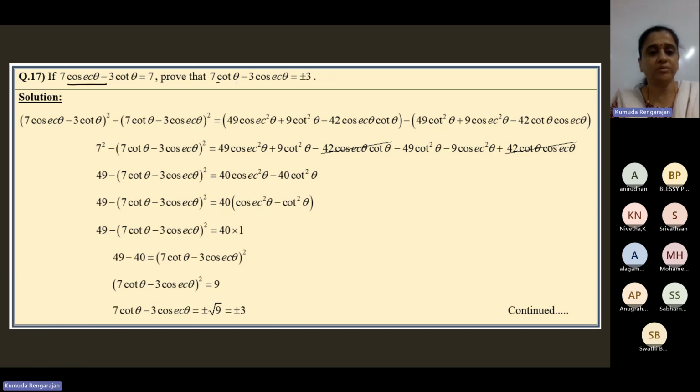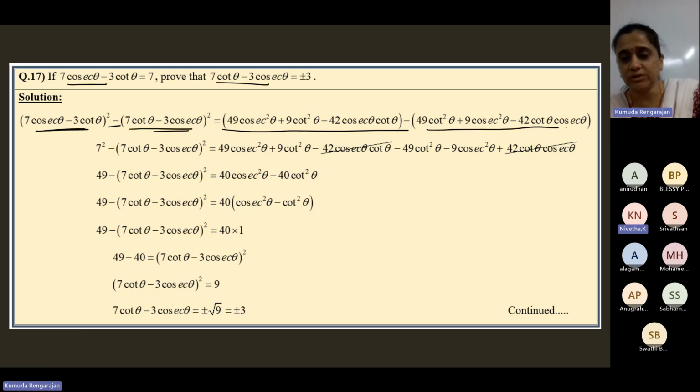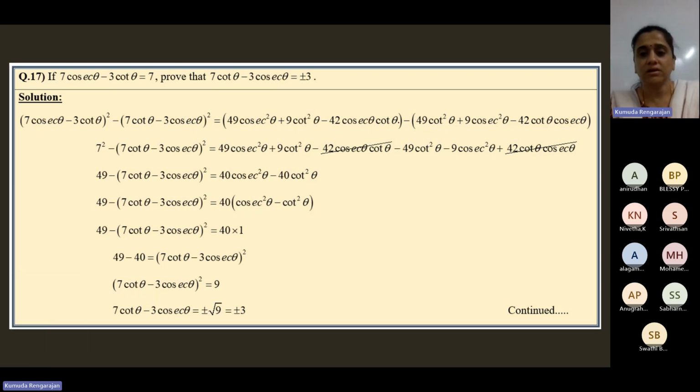I told you these two expressions, square, subtract. So when you expand this, you get these three terms. When you expand this, you get these three terms. But be careful, there's a minus here. So when you open the second bracket, it'll be minus cot square theta, minus 9 cosecant square theta, plus 42 cot theta cosecant theta. This minus sign.